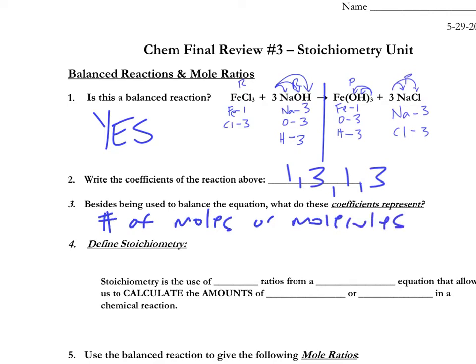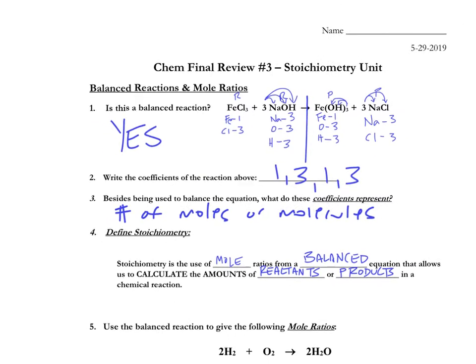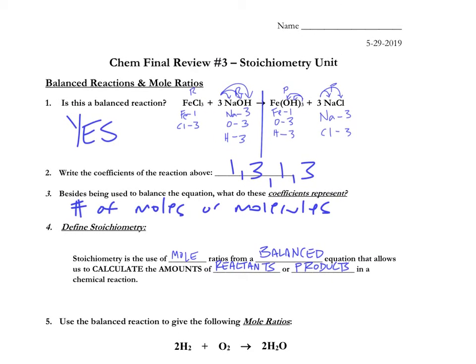So what is stoichiometry? Stoichiometry is the use of mole ratios from a balanced equation. We've got to make sure that the atoms on the left equal the atoms on the right. That allows us to calculate the amounts of reactants or products. So it doesn't just predict the reactants, it doesn't just predict the products, it predicts both.